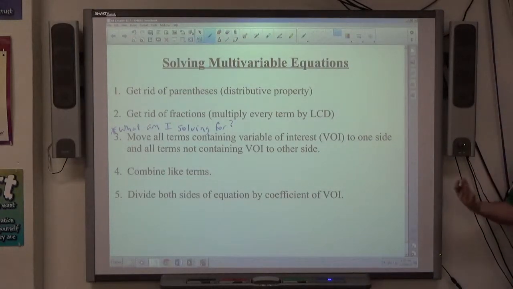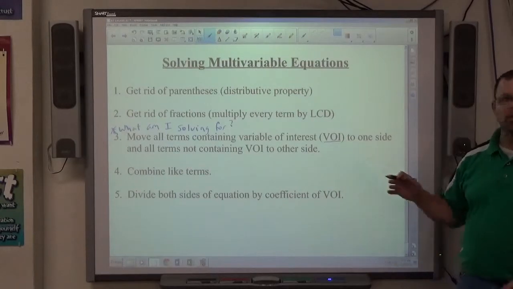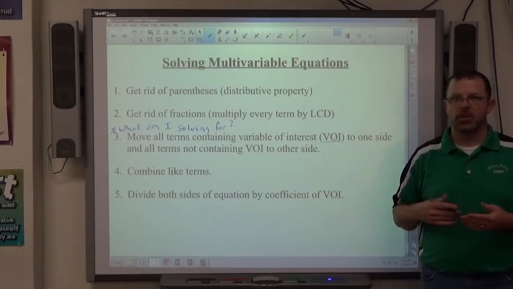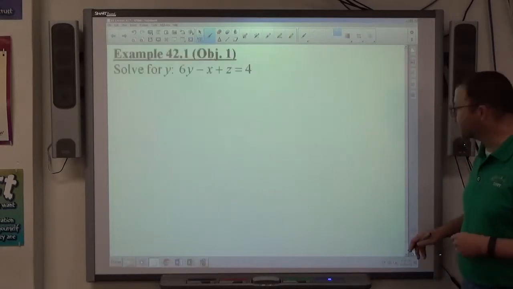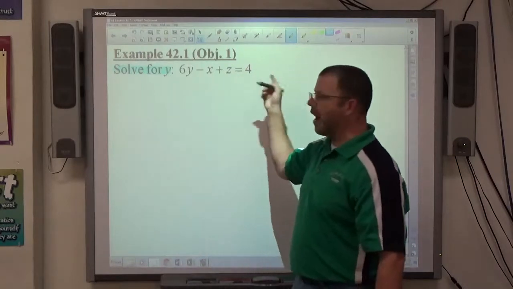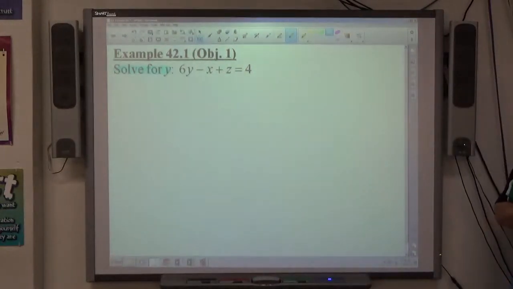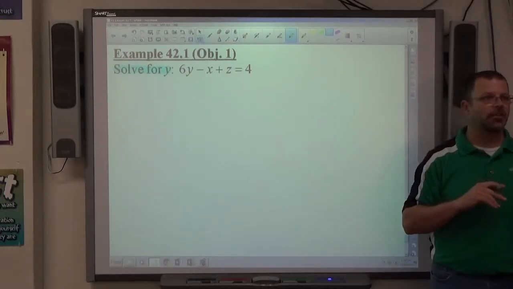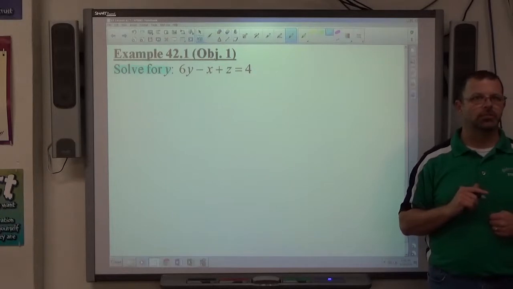All right? And again, for today, 3, 4, and 5 are the only steps we're going to have, so we're immediately going to need to know what we're solving for. And when I say variable of interest, that's what I mean: what we're solving for. So if it says solve for y, y is a variable of interest. If it says solve for x, that's a variable of interest, and so on. So, solve for y are my directions, and since there's no fractions or parentheses, I am immediately on step 3. Step 3 tells me to rearrange things so my variable of interest is on one side, everything else is on the other side. It doesn't matter which side's which.